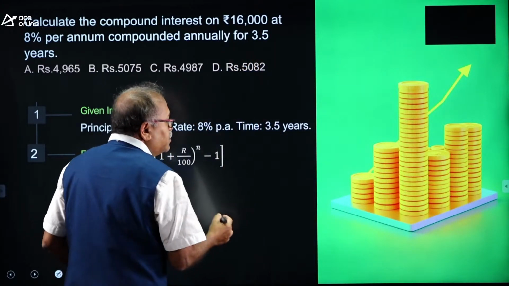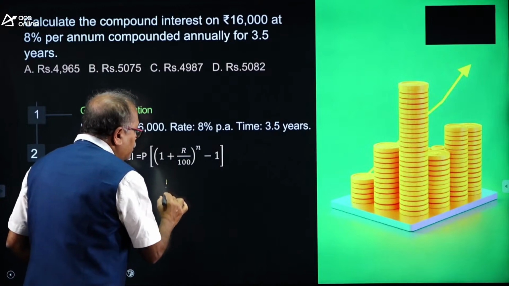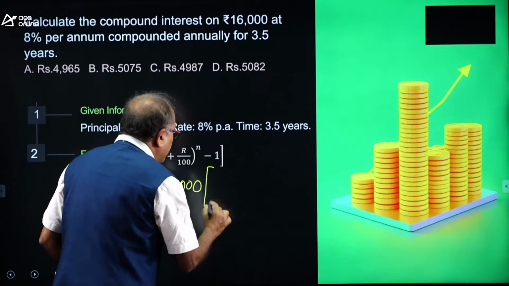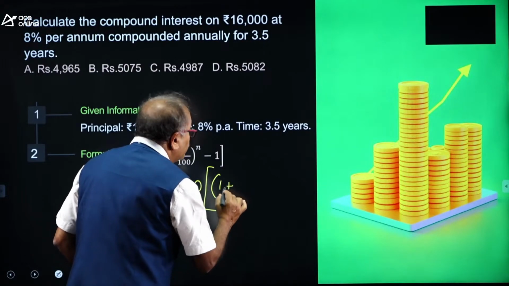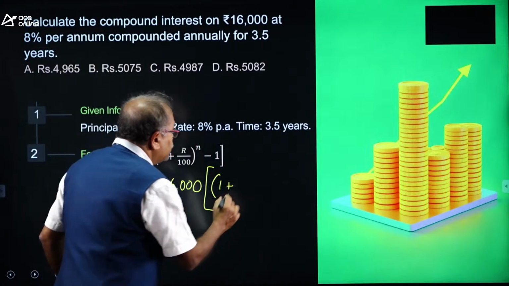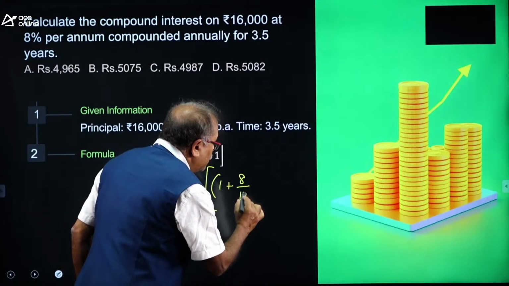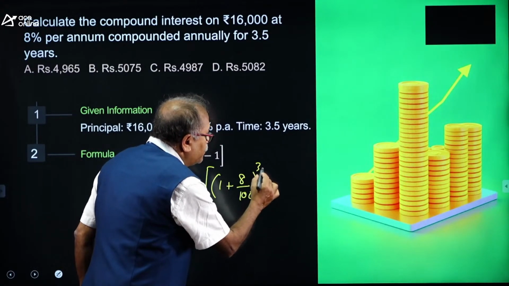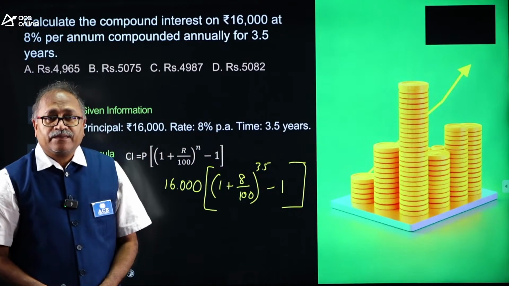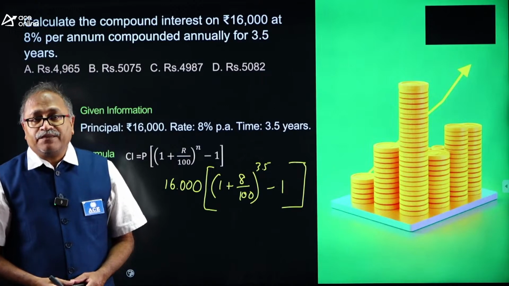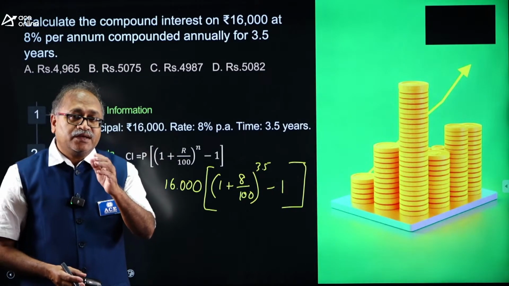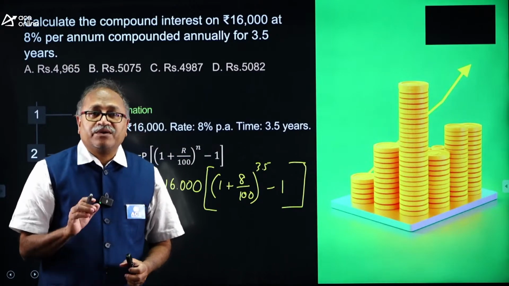So, what is my P here? P is 16,000. You write it this way: 16,000 into the whole bracket 1 plus R, and R is given as 8%. So 8 by 100 to the whole power 3.5, minus 1, and then you start solving this, and it will consume a lot of time. The same with your competitor, but you will change the method and take advantage over your competitor.